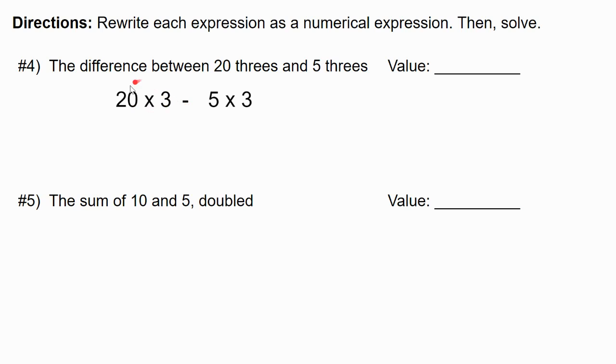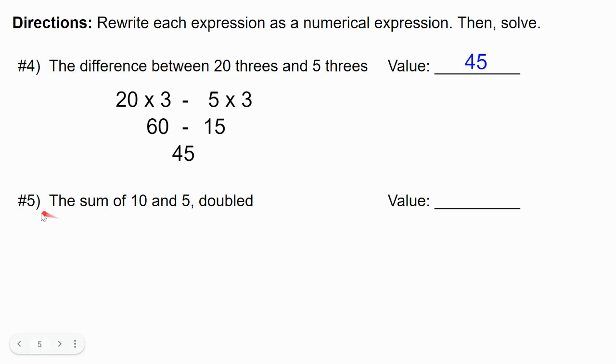So remember, with GEMS, we need to multiply before we subtract. So let's multiply 20 times 3, which is 60. And now we're going to multiply 5 times 3, since GEMS multiplication comes before subtraction. 5 times 3 is 15. Finally, we can subtract 60 minus 15 to get 45. So the value or answer is 45.